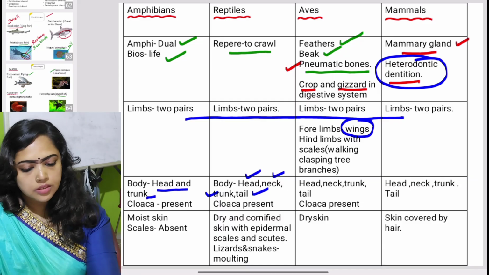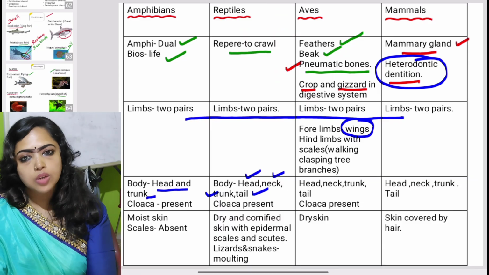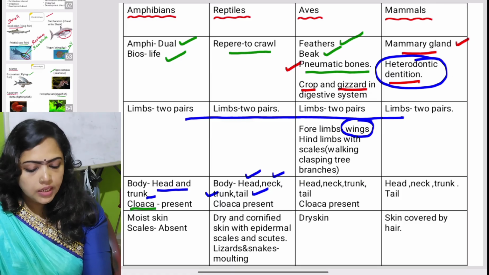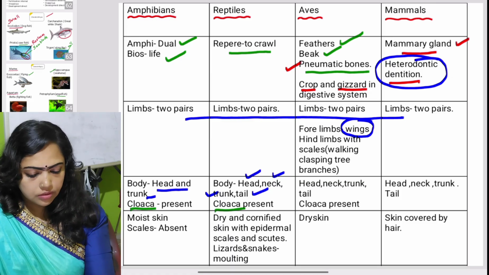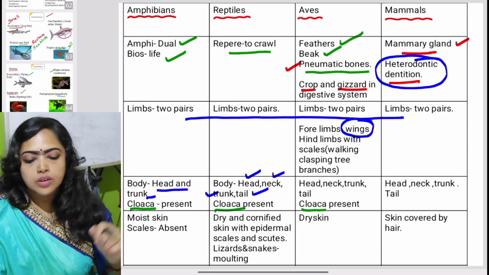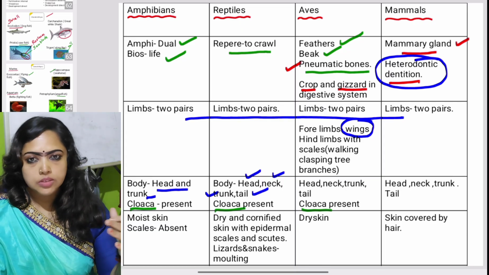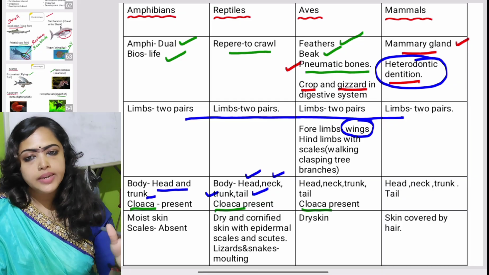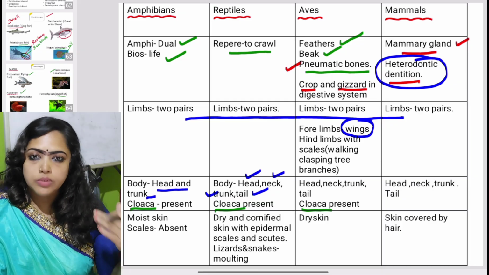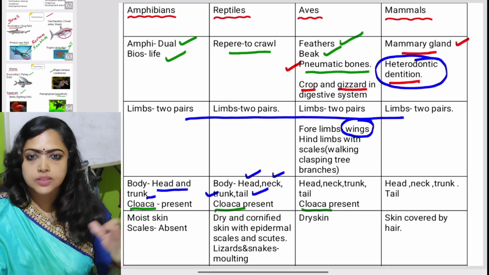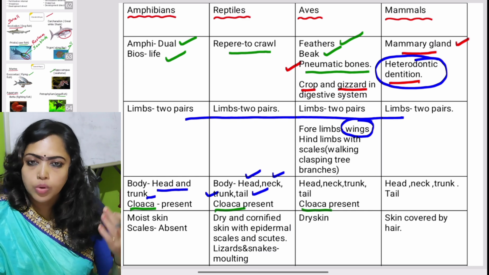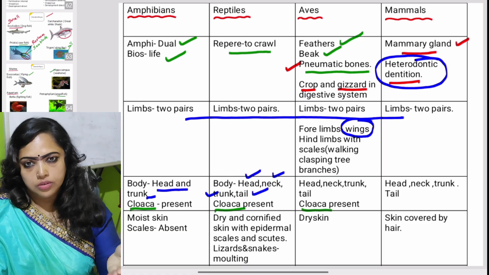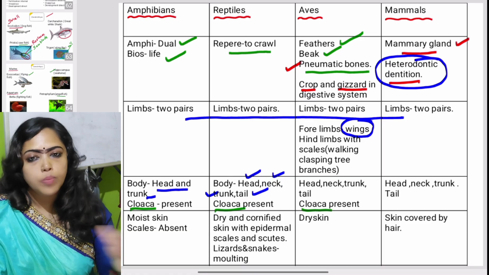And next thing is also important, that is the presence of opening called cloaca. It is present in amphibians, reptiles and aves. So cloaca is the feature of amphibians, reptiles and aves. So what is this cloaca? Animal body carry different openings to expel out different things. Okay. For example, to expel out nitrogenous waste or urine, urinary opening is there. Then to expel out undigested food or fecal matter, anal opening is present.